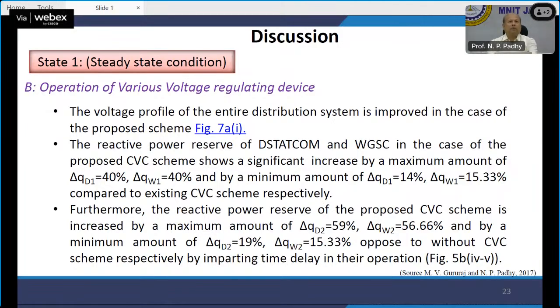The reactive power reserve of D-STATCOM and WGSC in the case of the proposed CBC scheme shows a significant increase, by a maximum amount of reactive power injection of 40% from the D-STATCOM and 40% from the wind, and by a minimum amount of 14% from the D-STATCOM and 15% from the wind, compared to the existing CBC scheme, respectively. Furthermore, the reactive power reserve of the proposed CBC scheme is increased by a maximum of 59% for the D-STATCOM and 56% for the WGSC, and by a minimum of 19% and 15%, as opposed to without CBC scheme, respectively, by imparting time delay in their operation.